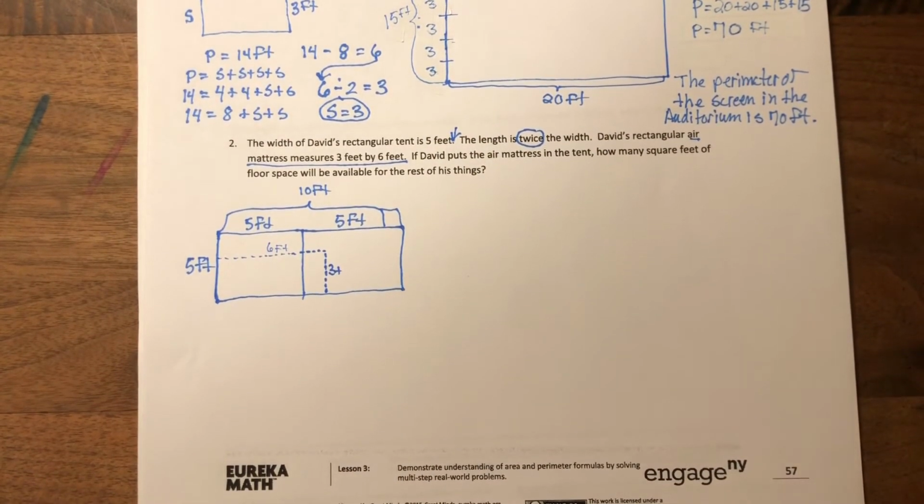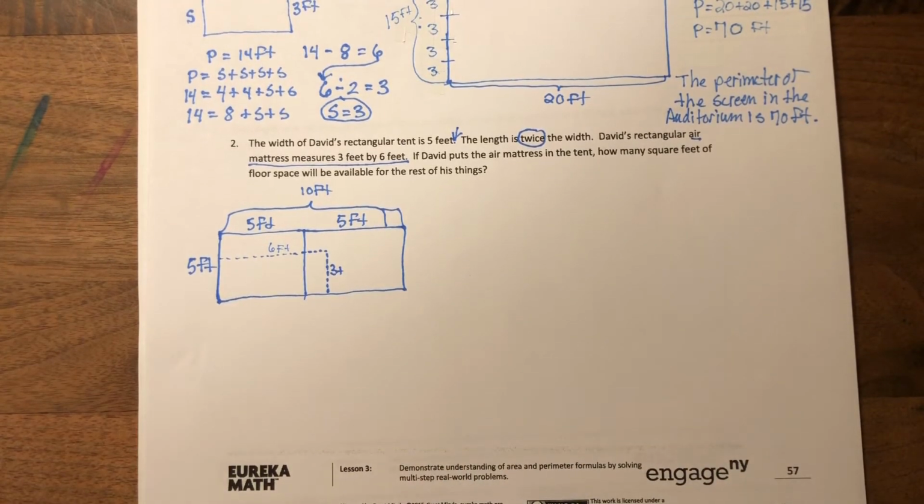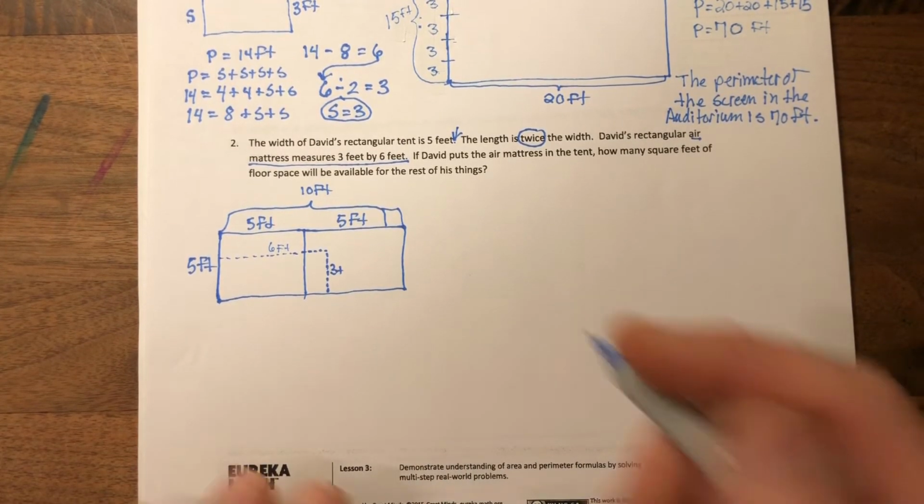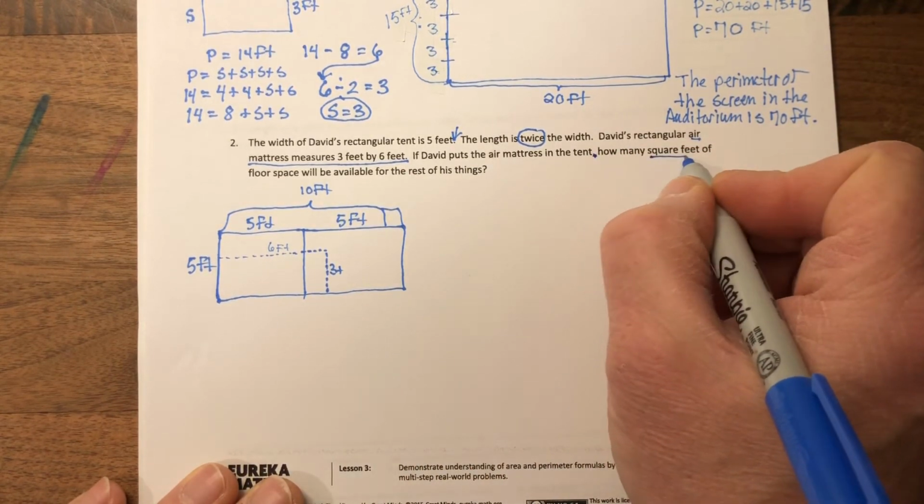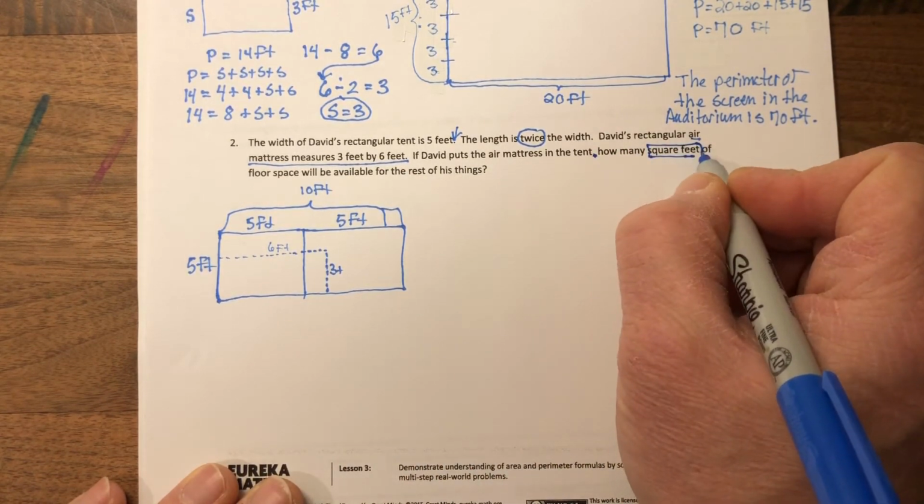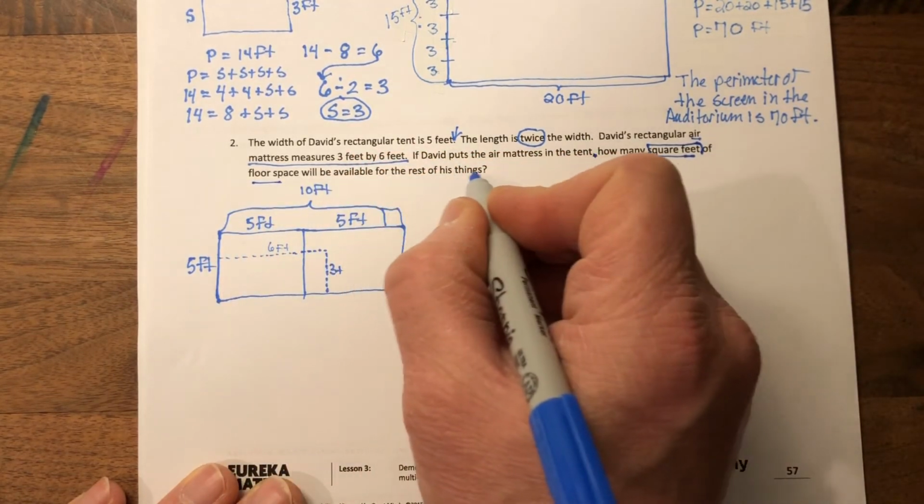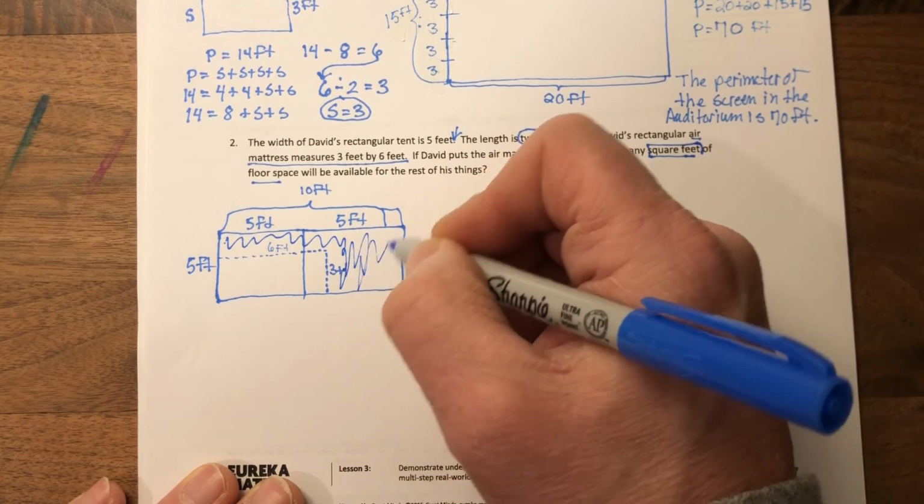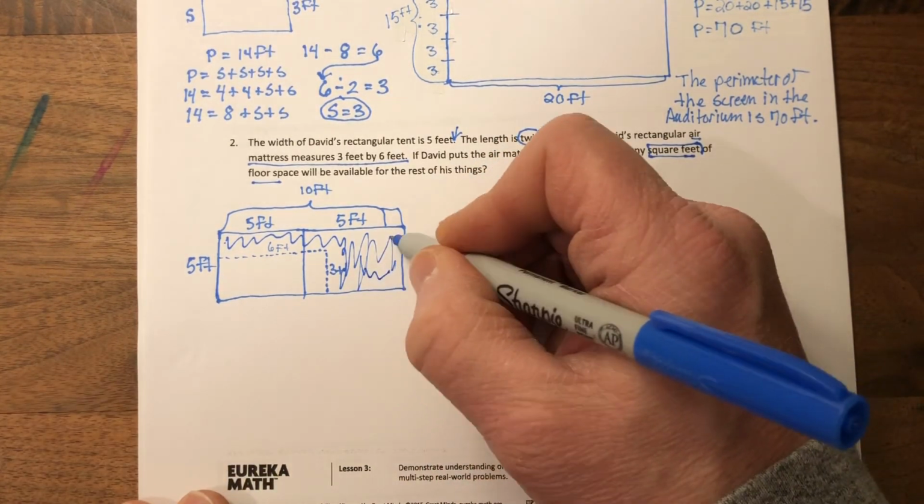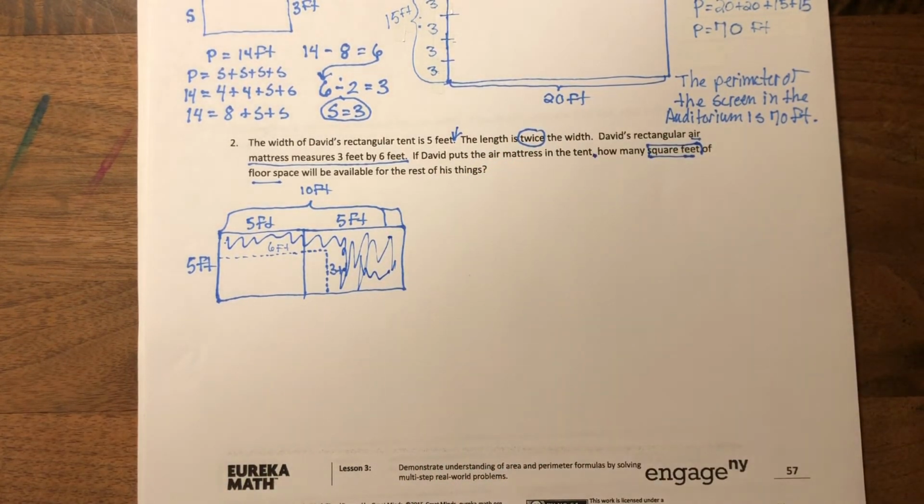All right, so now what we need to do is find out, it's asking me, he puts his air mattress inside the tent, okay. How many square feet? So that's area. Of floor space will be available. So we're looking for all this floor space in here. We want to know all that space. Okay. How can we figure that out? What are some good ways?